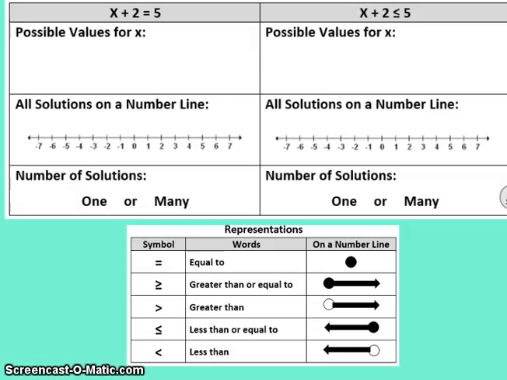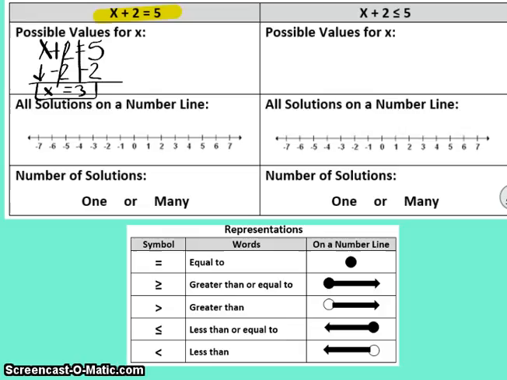So we have an equation here. X plus 2 is equal to 5. And so I have to solve this equation. So I have x plus 2 is equal to 5. Well, I know that the opposite of plus 2 is minus 2. So I need to subtract 2 on both sides. 2 minus 2 is 0, so I bring down that x. And x is equal to 5 minus 2, which is 3.